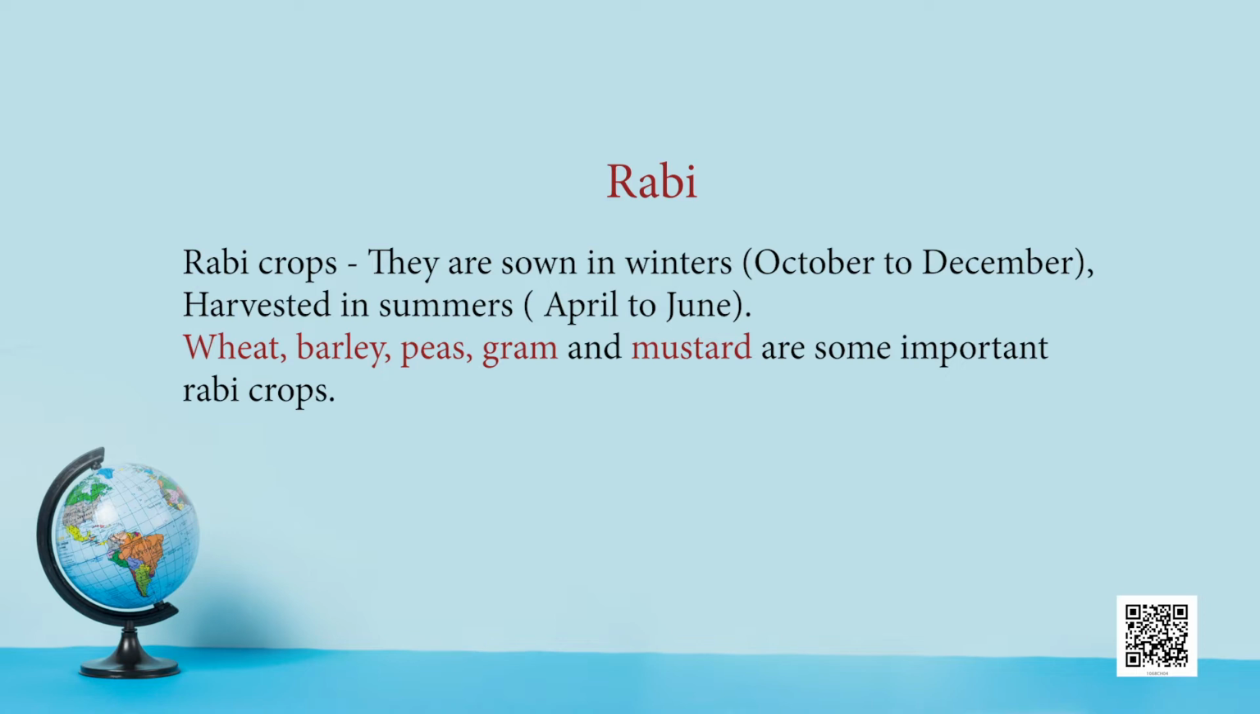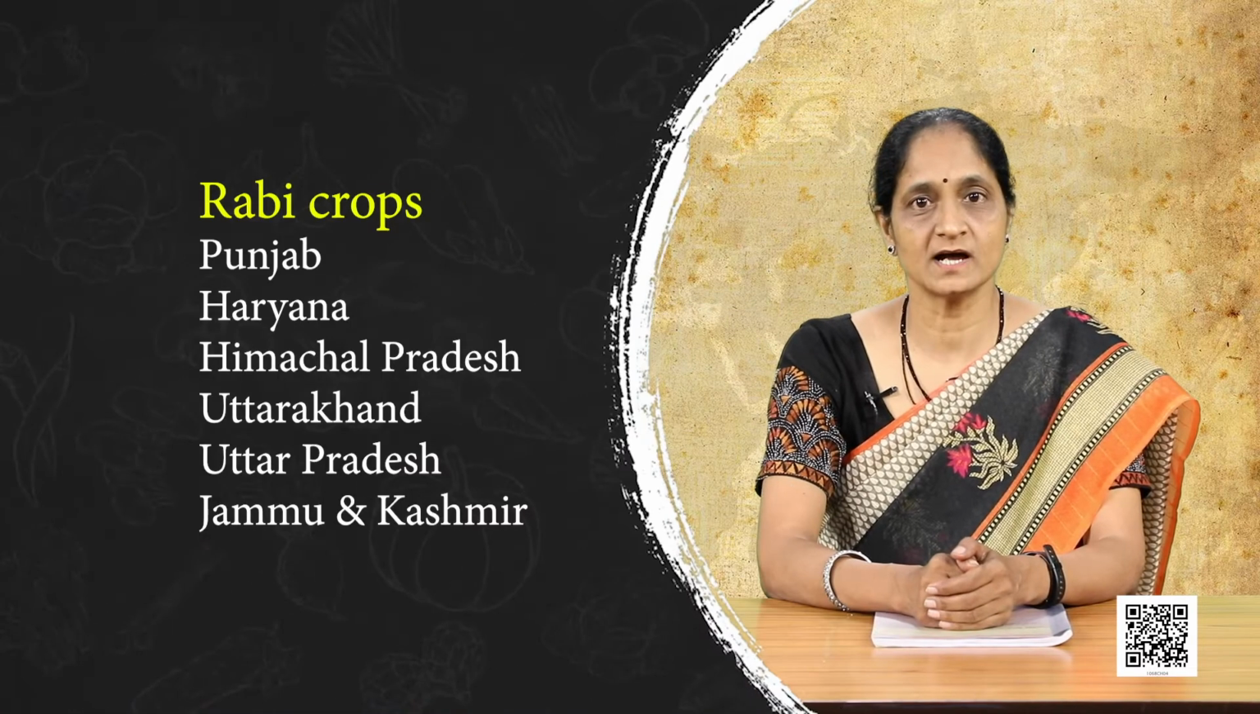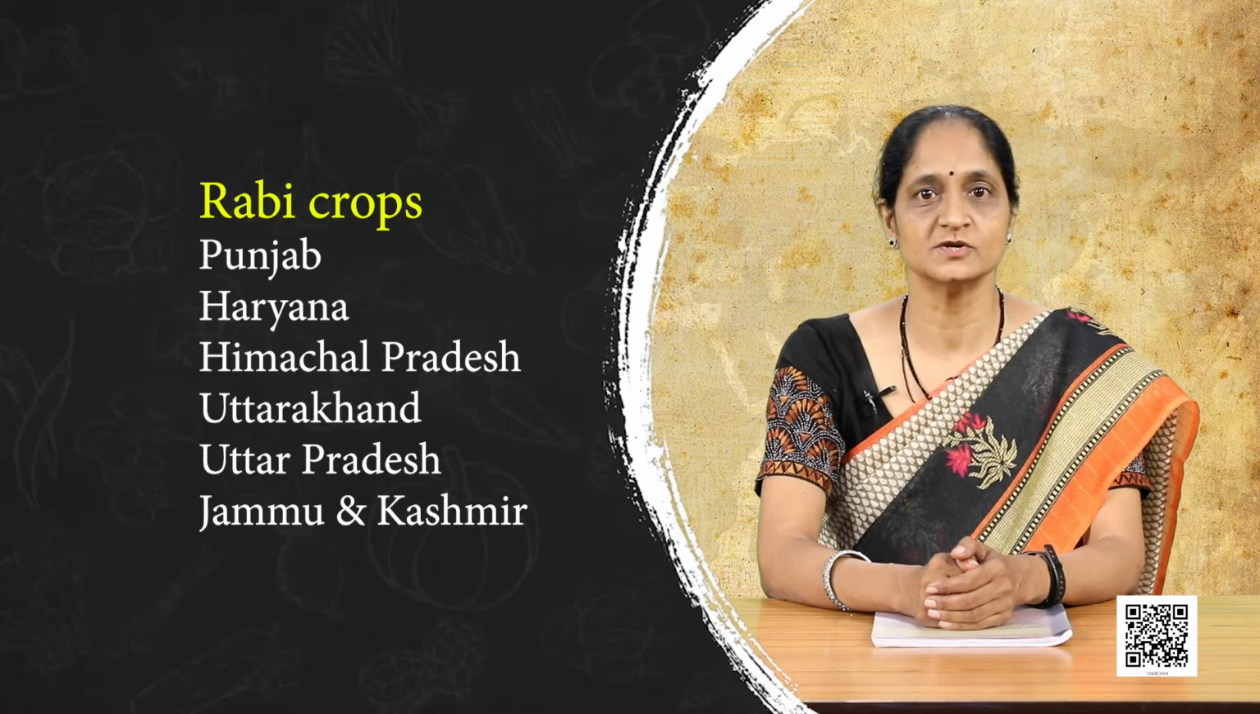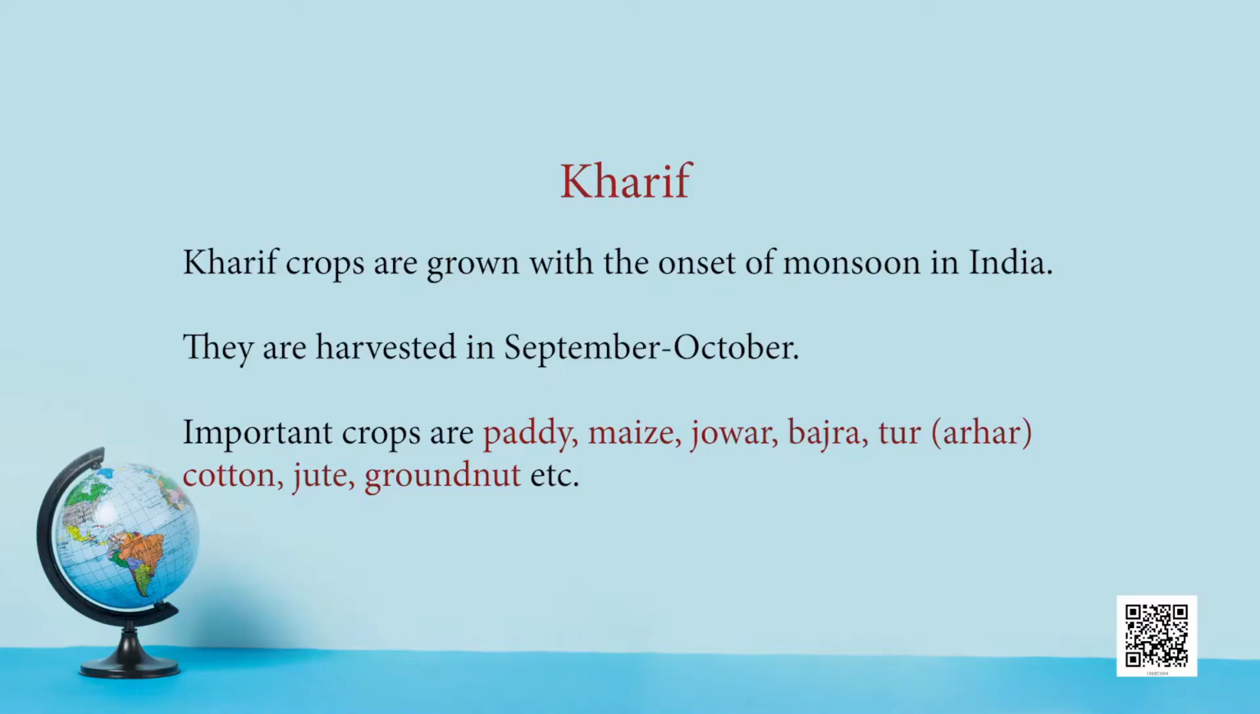Wheat, barley, peas, gram and mustard are some important Rabi crops. Punjab, Haryana, Himachal Pradesh, Uttarakhand, Uttar Pradesh and Jammu and Kashmir are important areas for the production of wheat and other Rabi crops. The Kharif cropping season. The crops are grown with the onset of monsoons in India.